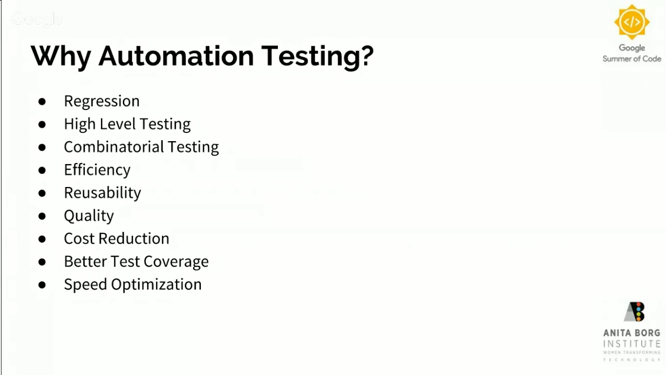Another thing is we can do combinatorial testing. If I have a login page, we will have different test cases, and the data will be different for each test case. If you're doing it manually, we'll have to write two or three test scripts for different data sets. But with automation, we can do the same thing in just one script. Besides this, automation also ensures efficiency, reusability of code, quality, cost reduction, better test coverage, and speed optimization.